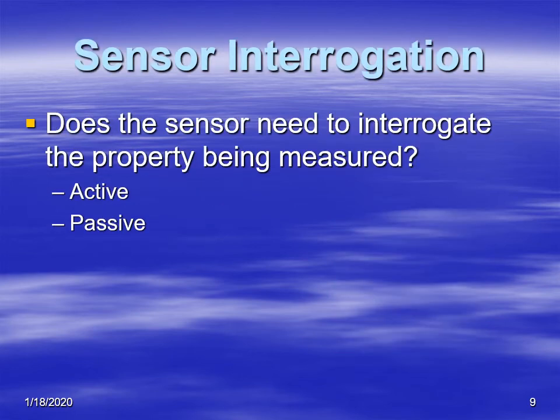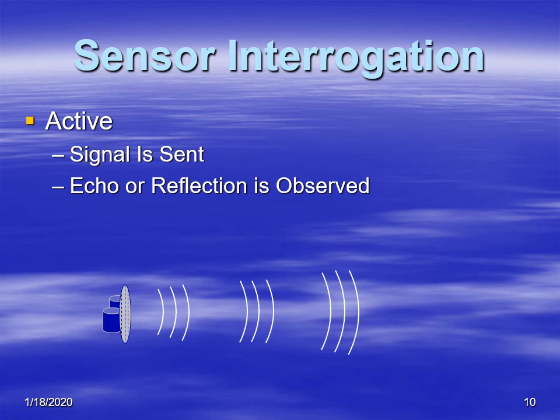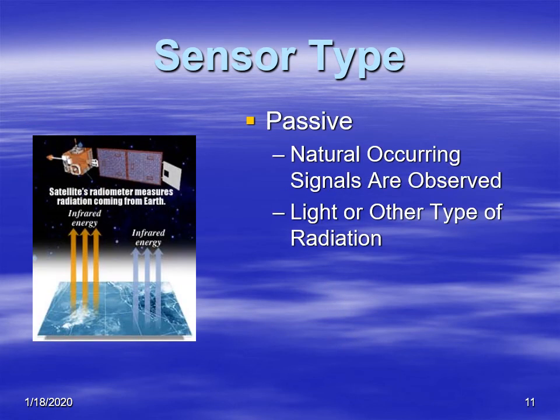Another way of classifying instruments is by the sensor interrogation. We talked about the different types of sensors. Sensor interrogation means how the sensor gets its information. Is it an active process or a passive process? An active process means that a signal is sent. A passive sensor is simply looking and measuring. It's not sending out anything, it's just measuring what's coming in.